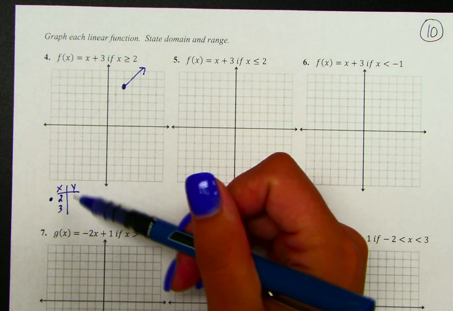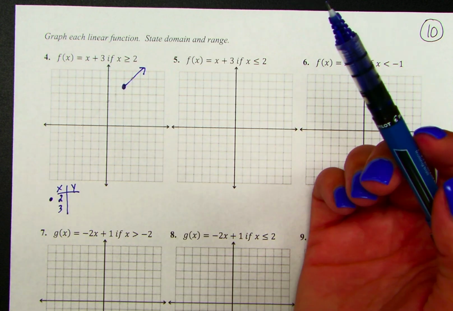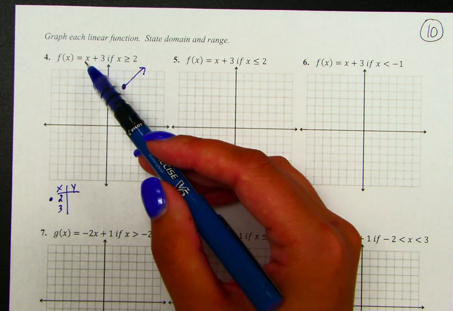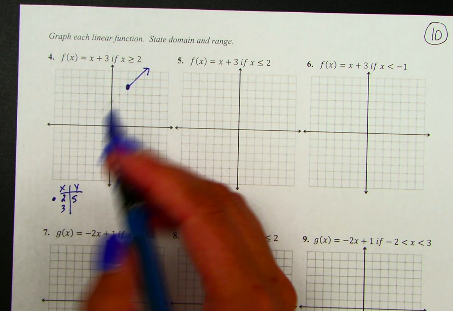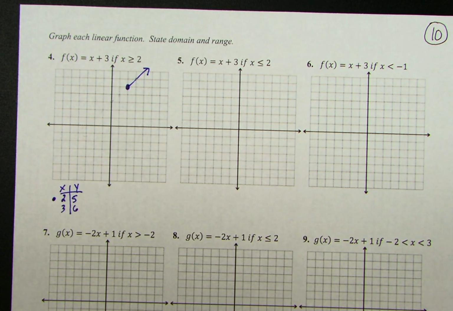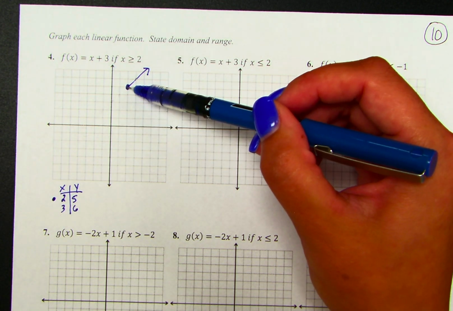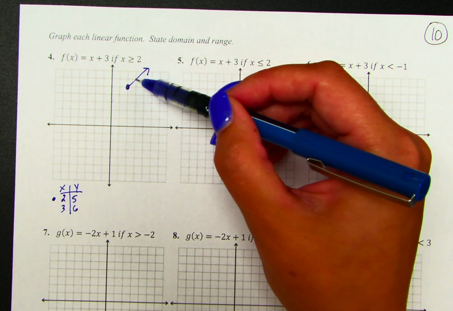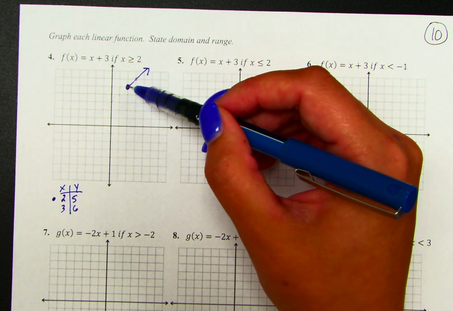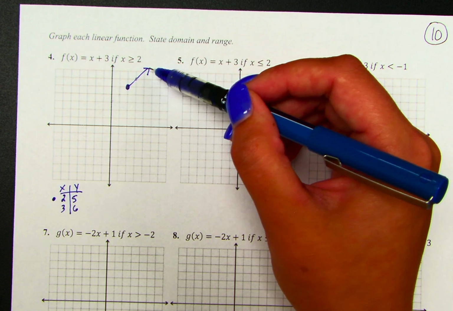And then to get the y values, we're just substituting these into this part of the equation one at a time. So if I substitute the 2 in, 2 plus 3 is 5. And then 3 plus 3 is 6. And then I'm just going to graph those 2 points. So I would go over 2, up 5. Here's my endpoint. Over 3, up 6. So here's my second point. And then I would still connect them from the endpoint to my next point going to the right.